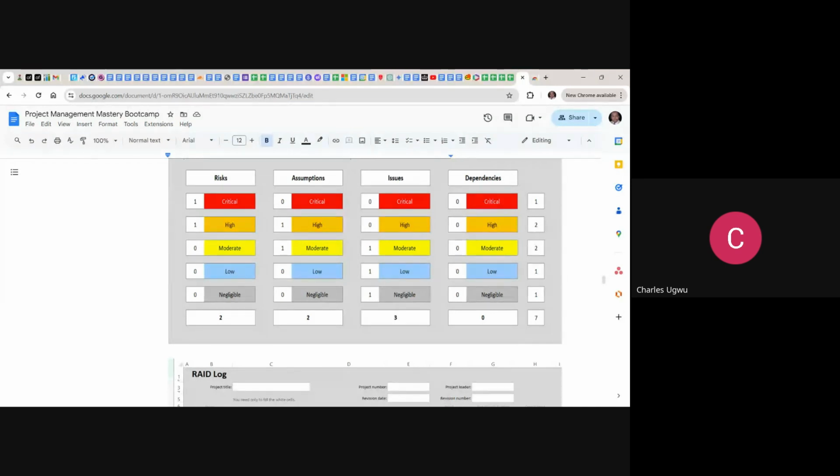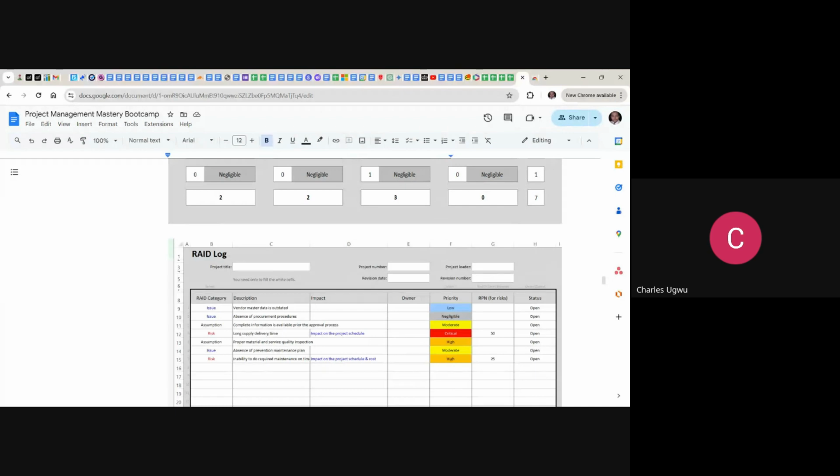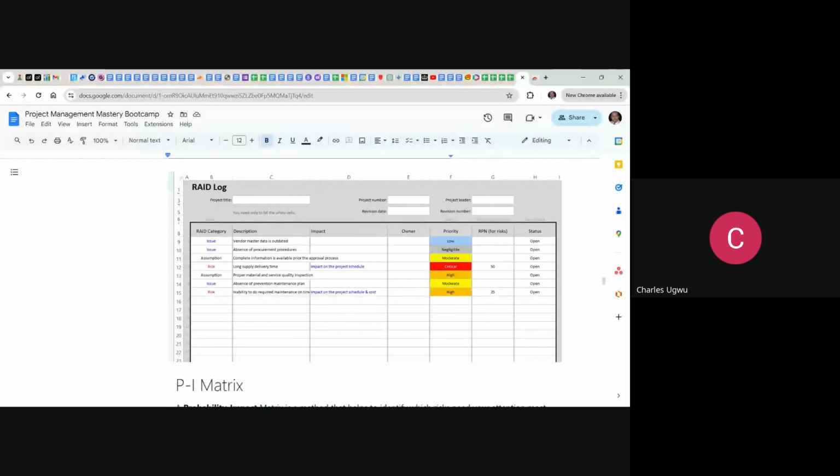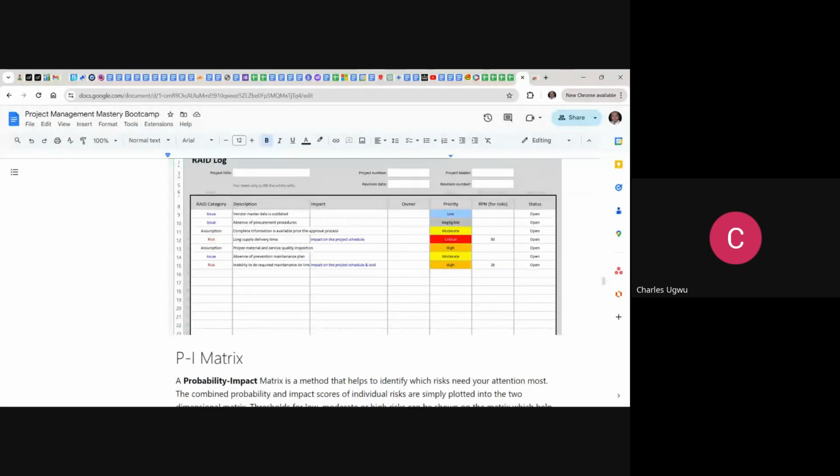Okay, let's look at how to log an issue, assumption, or risk within the RAID log. This is it here. Like I said, within the category, you see this is an issue; you capture the issue, give it a category, describe it, the impact, the owner, the priority, risk priority number, and the status. This is very simple. Then let's look at the PI matrix, call it the priority probability index matrix or probability impact matrix.